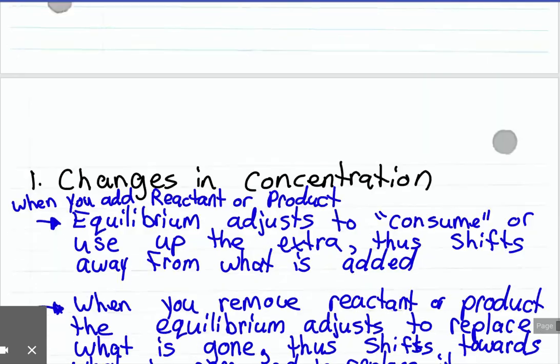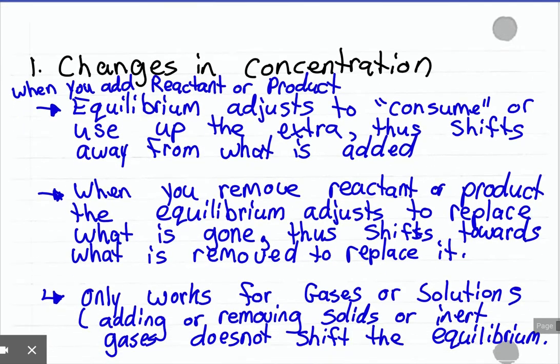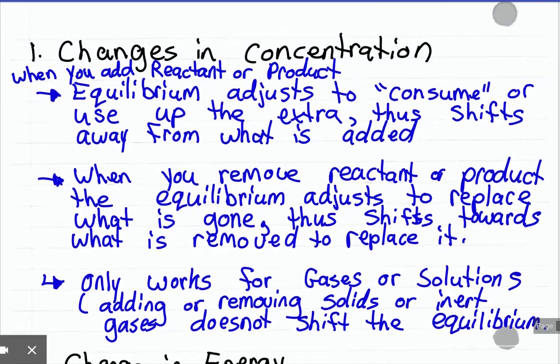So let's look at how some of our stressors can impact our equilibrium. This is just writing out in detail some of the things that you've already seen so far. The first one is change in concentration. When you add a reactant or product, the equilibrium is going to adjust to consume or use up the extra. So thus, it shifts away from what is added. When you remove a reactant or product, the equilibrium adjusts to replace what is gone. And so it shifts towards what's removed to replace it.